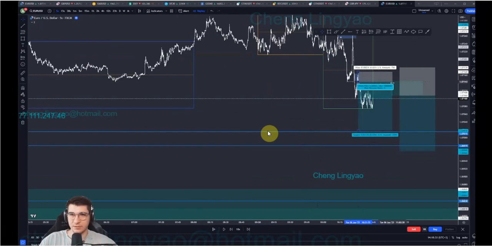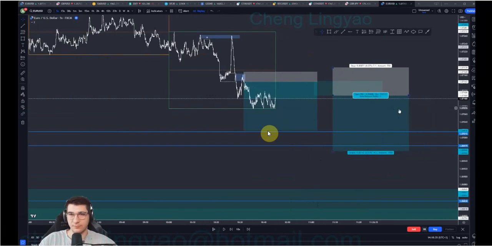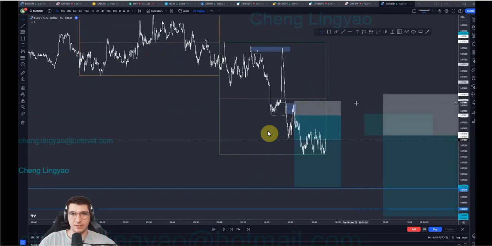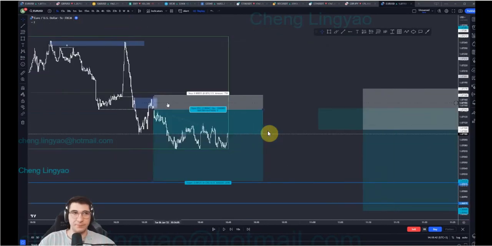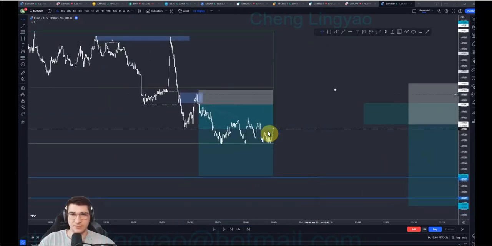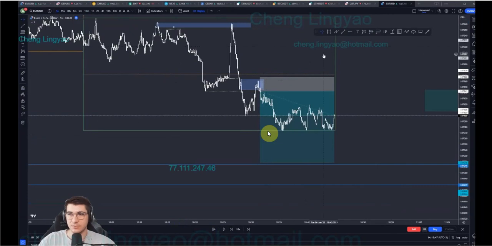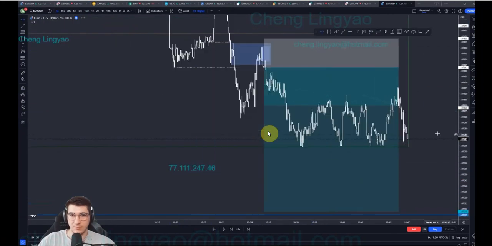If I enter on the 5 second, I usually like to go for a 1 to 5 risk reward, because you're probably going to have some losses also when you enter on the 5 second. Because you have such a tight stop loss, you can get stopped out. So it's best to just aim for a 1 to 5.